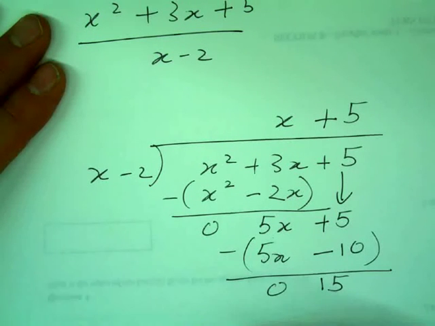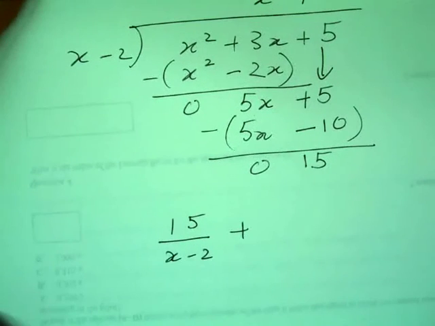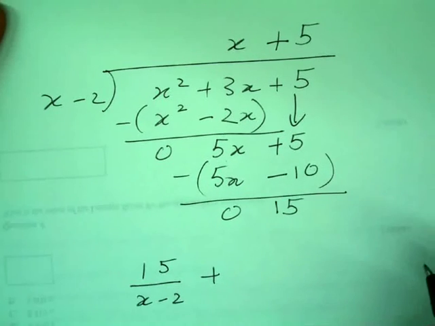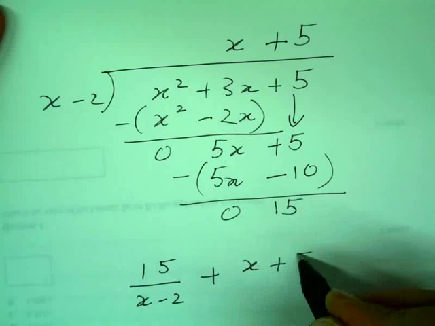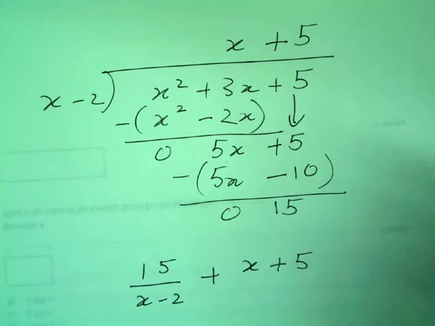So what's our remainder? Plus, what's our quotient? Our quotient? Is that what you got when you compared it to the CAS? Are we done? Sweet.